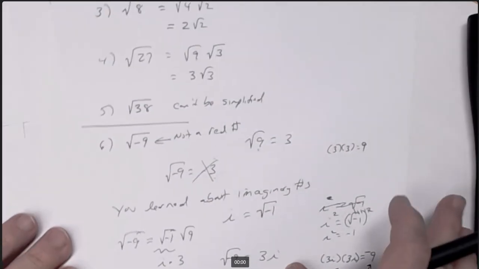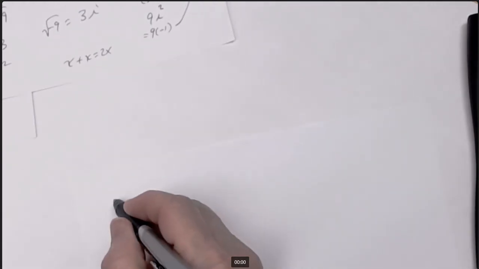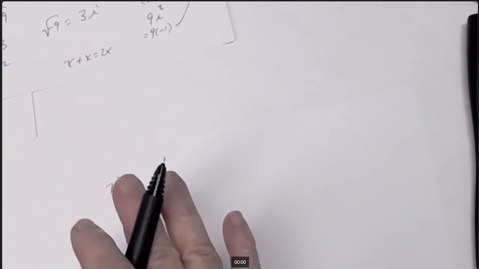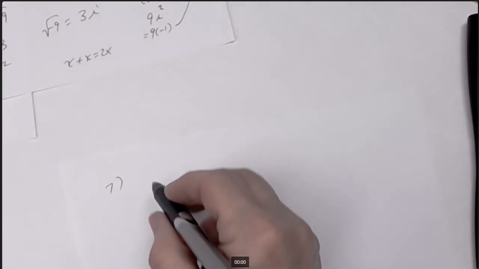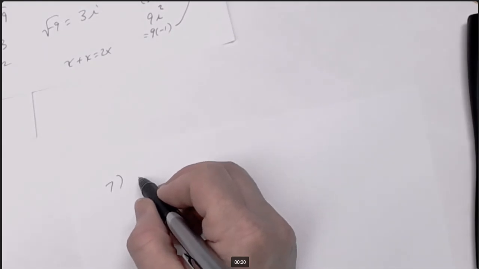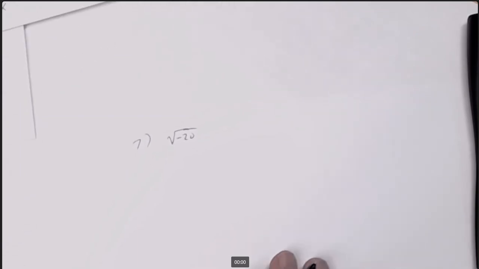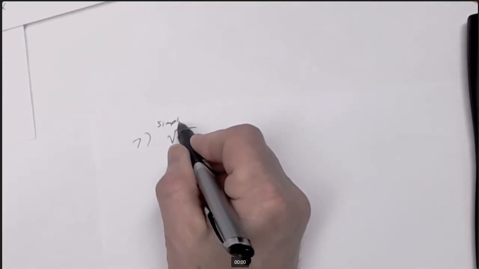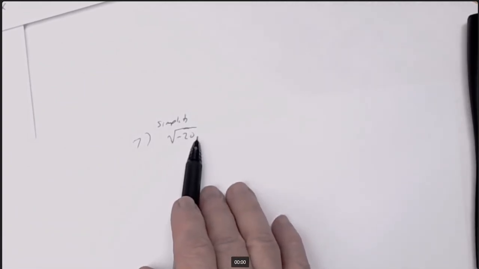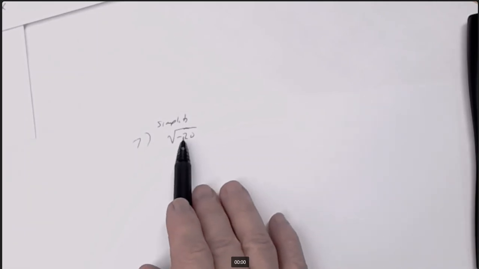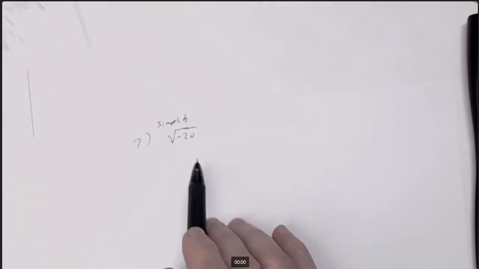Okay, so that's number 7. Let's suppose we have the square root of -20. I want to simplify this. First of all, is this a real number? No, because I cannot take the square root of a negative number. But I do now know about imaginary numbers. So I can rewrite this as the square root of -1 times the square root of 20. And what's the square root of -1?